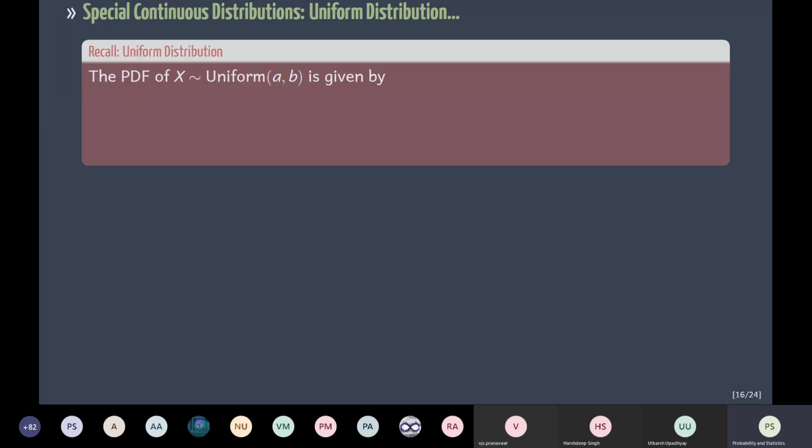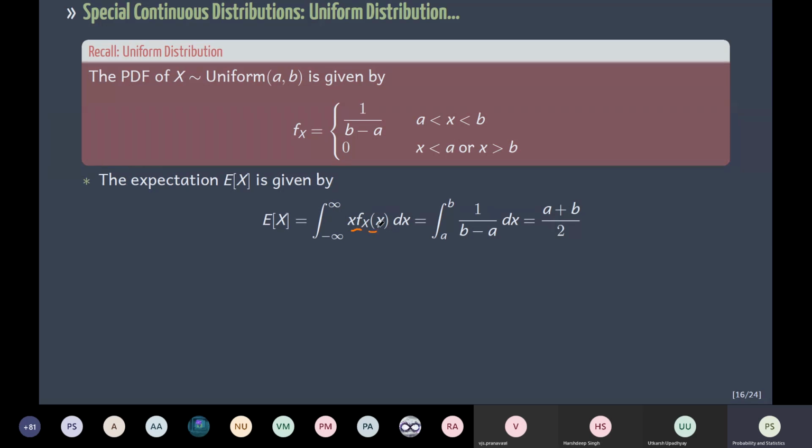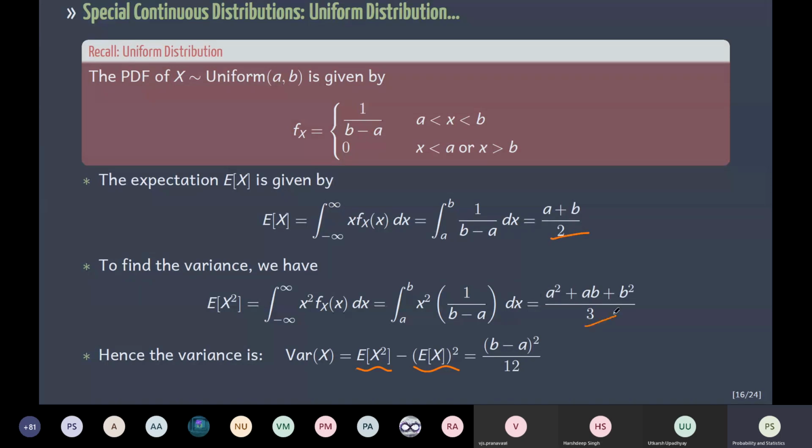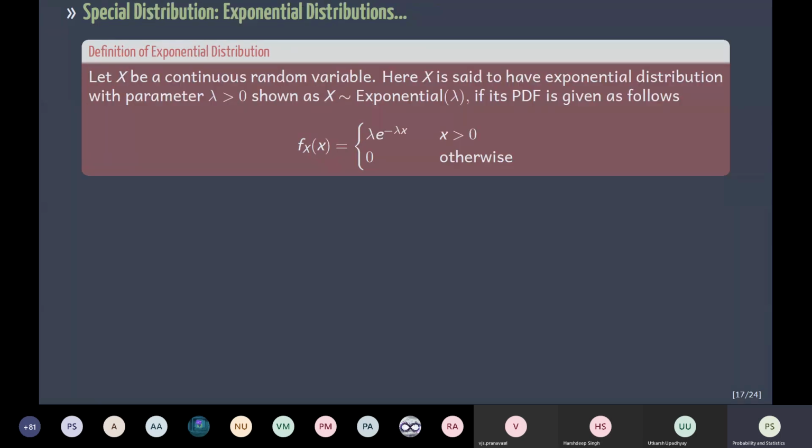Okay, so we have similar distributions like we had in the discrete case. Let us say in the continuous case, we also have the uniform distribution, and we have seen this before. The expectation of the uniform distribution will be given by x times the PDF integrated, and if you compute this, it will be (a+b)/2. To find the variance, we first compute the expectation of x square, which is easy, and then the variance will be expectation of x square minus expectation of x whole square. So using these 2 terms, you can compute the variance of x. This is for formality: the mean and variance of a uniform random variable.